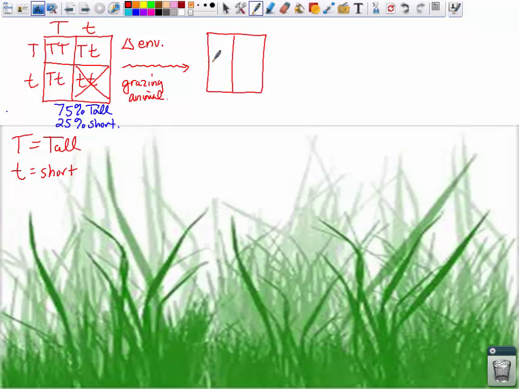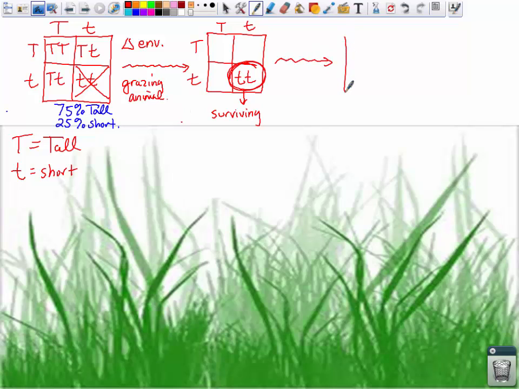We'll draw another Punnett square, and I'll fill these in so you see what's going on here. Now all of a sudden, because you have a grazing animal and it's easier to get to the tall grass, it's going to be the short grass that ends up surviving. So what was once a benefit, being tall, is now a negative, and being short is the positive. Those are going to be the ones that survive to reproduce.